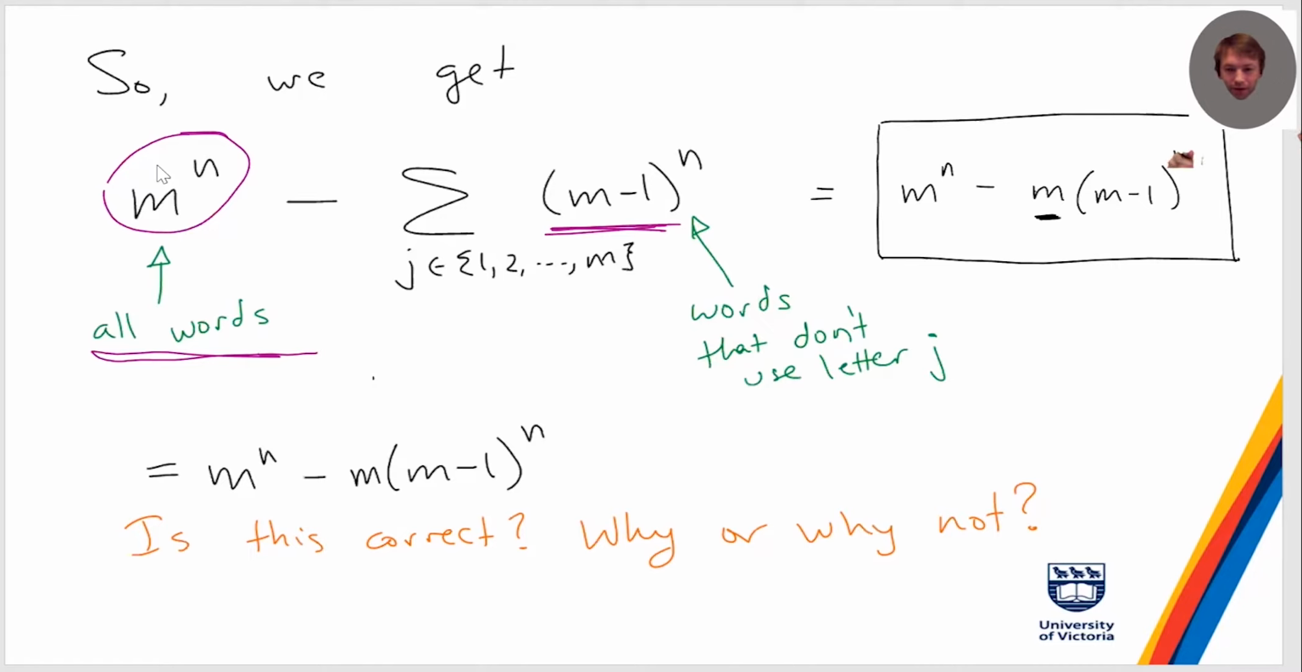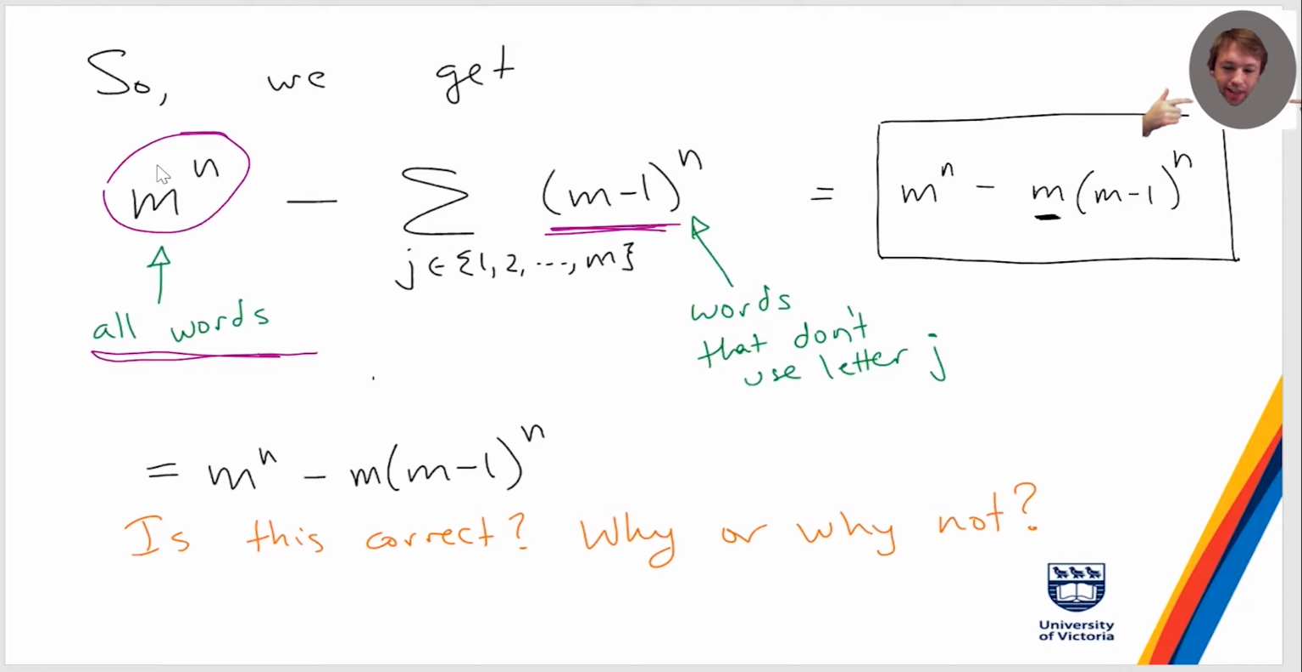Yeah, so what to think about is, suppose I have a word that doesn't use the letter 1, but it also doesn't use the letter 2. Then when I was counting the things that don't use 1, I threw it away. But when I was counting the things that don't use 2, I threw it away again, right? So I've subtracted it twice. And even worse, if it didn't use 1, 2, or 3, I've subtracted it 3 times. So we've double thrown away some stuff, and we need to add it back in.